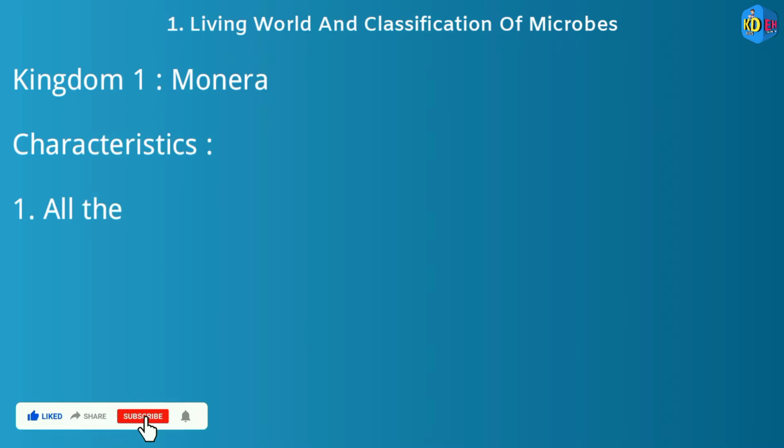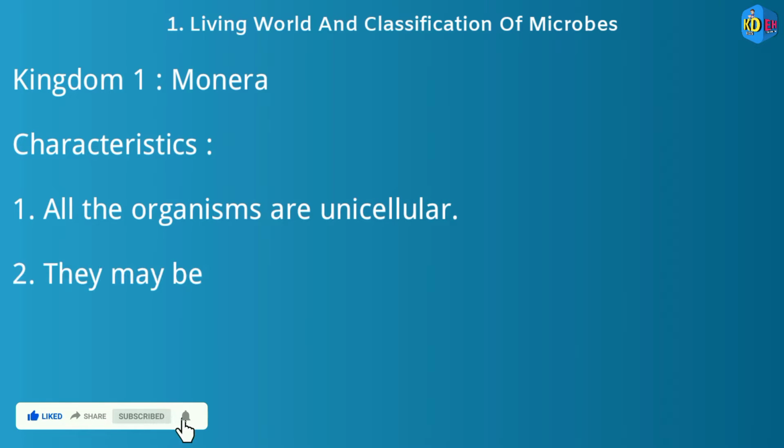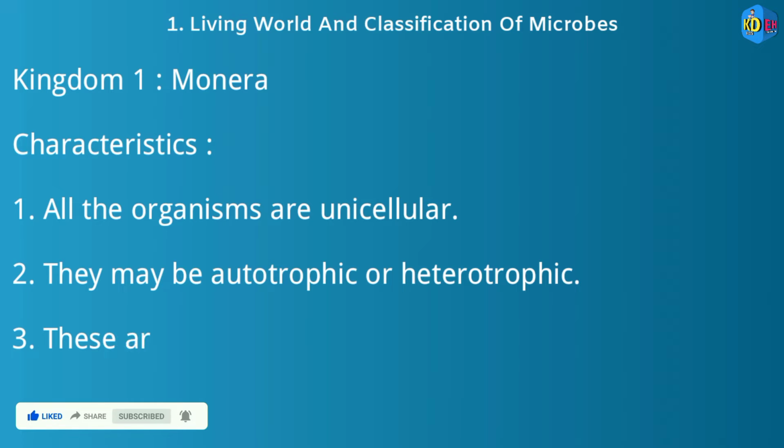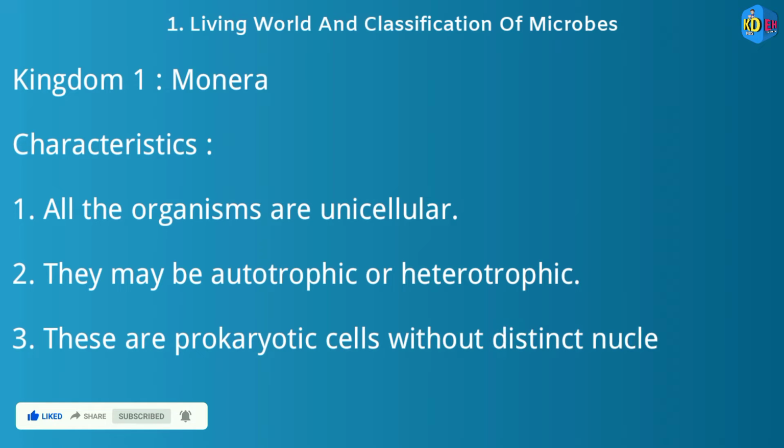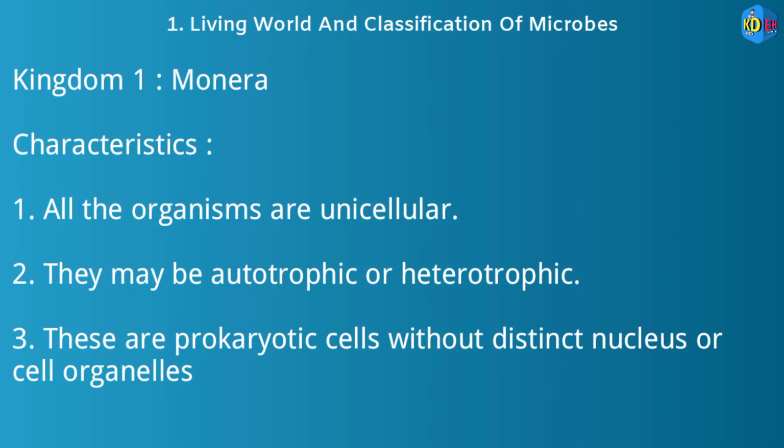Kingdom 1 Monera. First, all the organisms are unicellular. Second, they may be autotrophic or heterotrophic. Third, those are prokaryotic cells without a distinct nucleus or cell organelles.